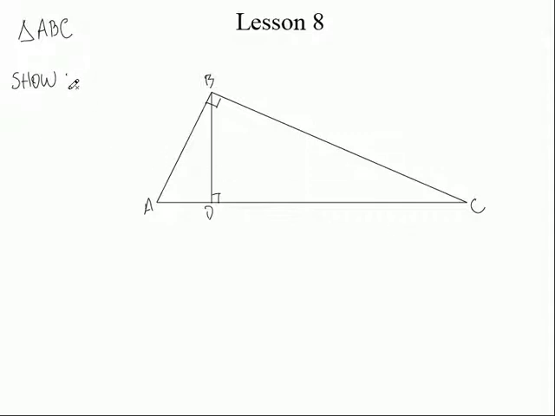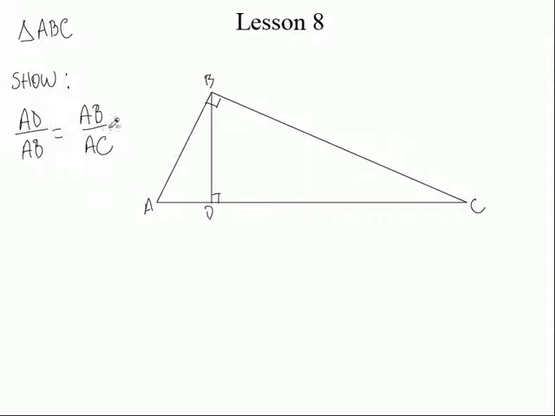I'll just put show. Show that AD to AB equals AB to AC. Okay. What we're going to do first of all, and this is part of your answer, is I want to see.